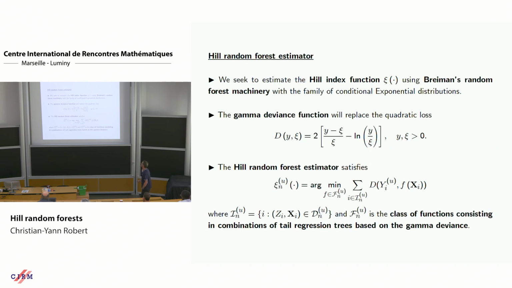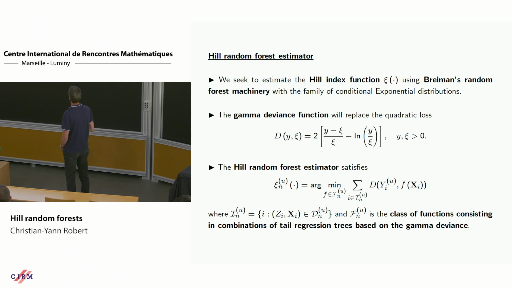So this is exactly what we do. Instead of considering the quadratic loss, we will use the gamma deviance function. The gamma deviance was introduced this morning in the last talk. It is the best choice for a gamma distribution, and here you have an exponential distribution. So this is actually the best choice you can make.